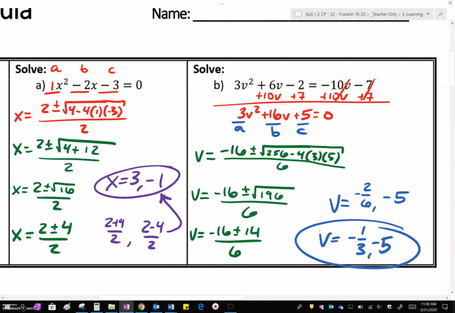So just to remember, you have to do both of these operations, plus and minus, to get the answer. You can't just do one or the other. And they do happen separately, so don't get confused and try to do them at the same time. Negative 16 plus 14 divided by 6, negative 16 minus 14 divided by 6. And if you have a fraction, just leave the fraction and simplify. Don't try to get a decimal or anything like that.